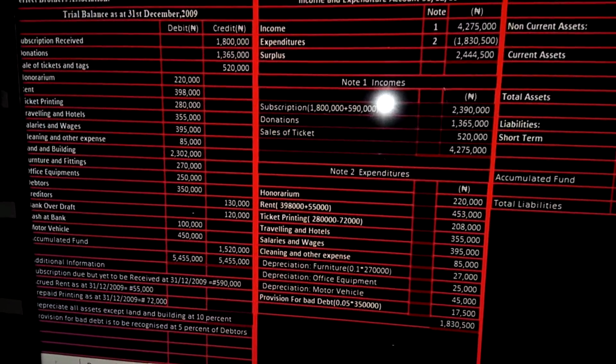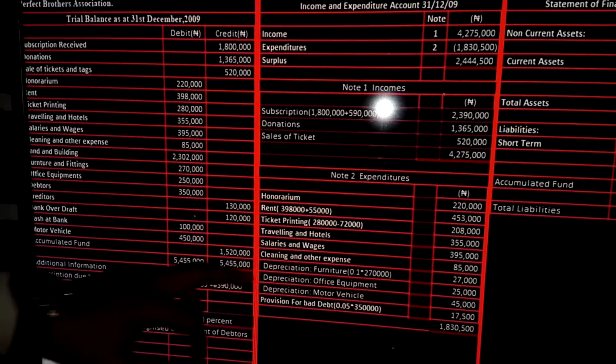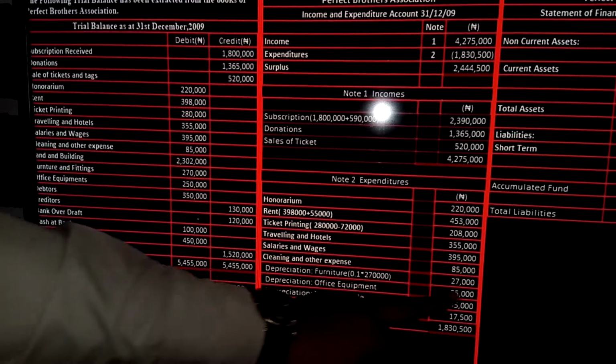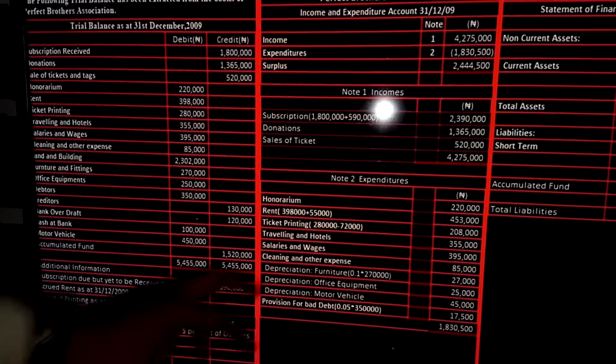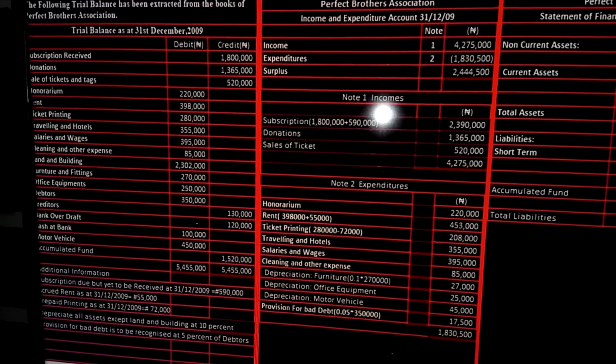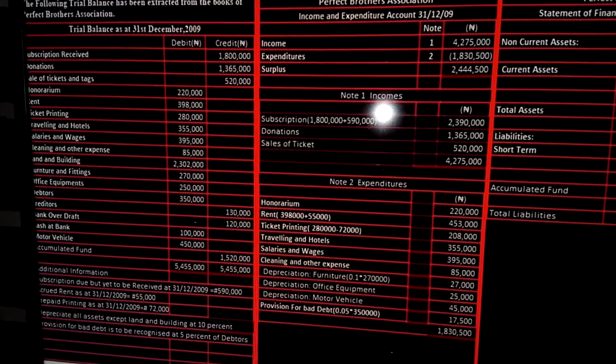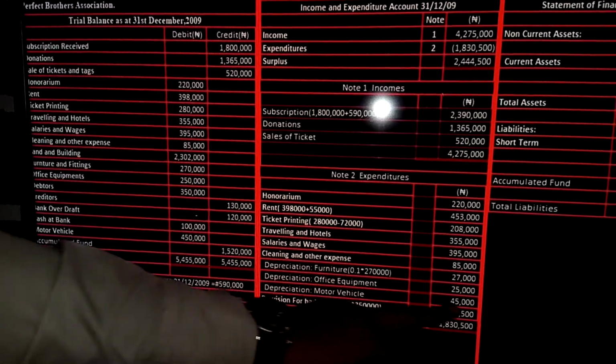The next one is equipment 250,000. 10% of 250,000 is 25,000. So that's what you have here. Next one is motor vehicle 450,000. 10% of 450,000 is 45,000. That's what you have here.